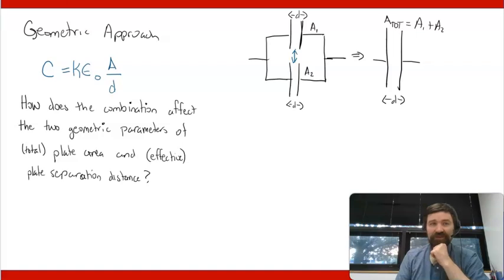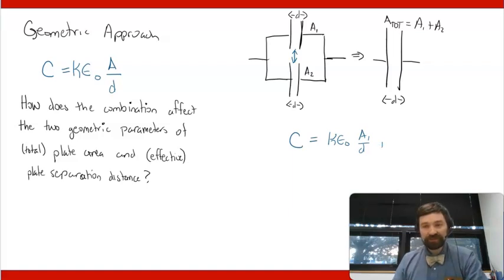That means that my capacitance should look like C is equal to kappa epsilon naught, we're assuming the same dielectric between them, times A1 over D plus A2 over D.